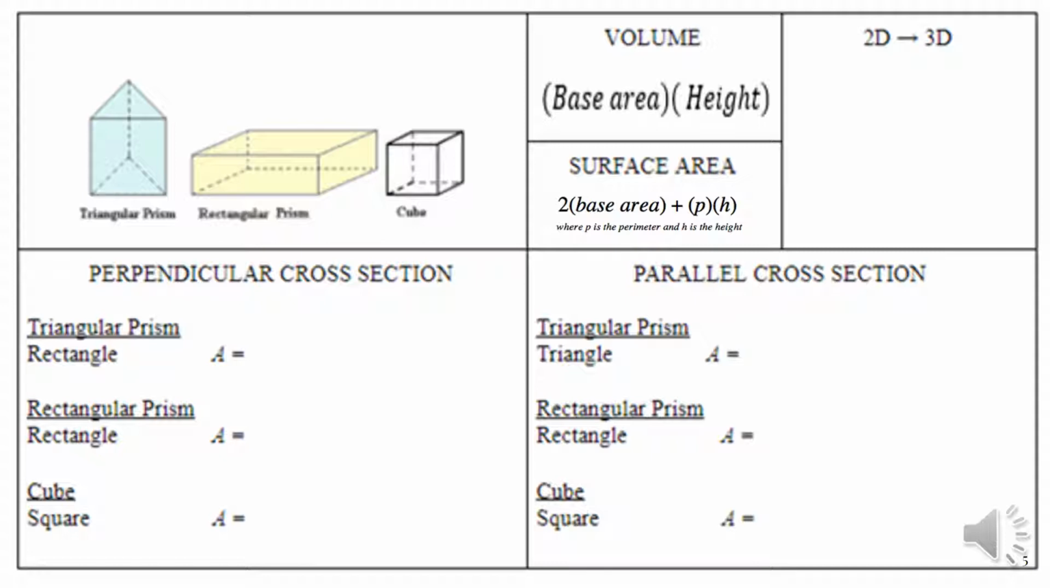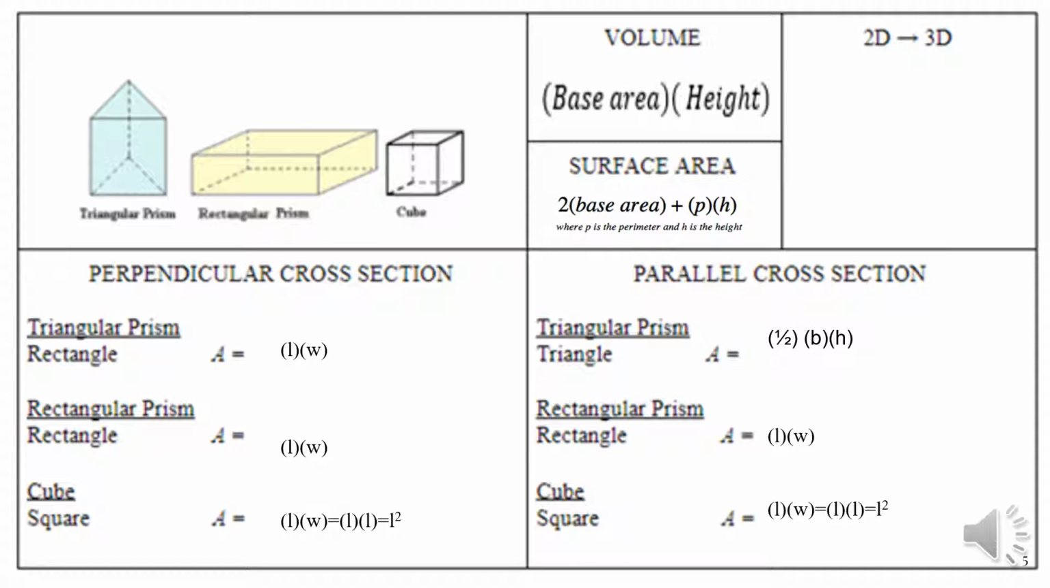If I were to cut any of these shapes perpendicularly, in other words, up and down, for an object that sat on the ground, for a triangular prism, I would see a rectangle. For a rectangular prism, I would also see a rectangle. And for a cube, I would also see a rectangle, in this case, more specifically, a square. However, if I were to cut those shapes parallel, I would get a triangle for the triangular prism, a rectangle for the rectangular prism, and again, I would get a square for the cube.